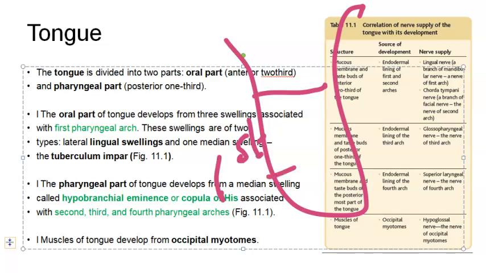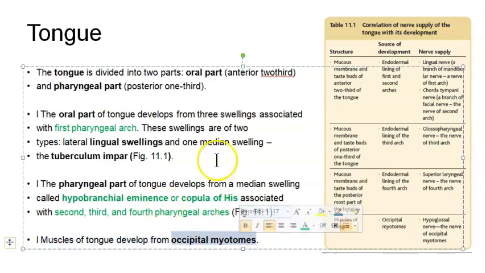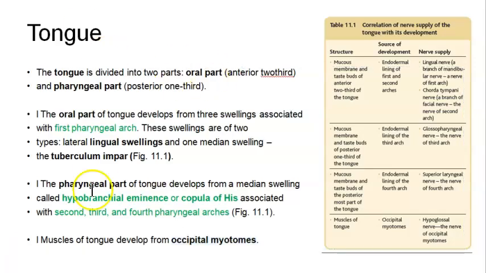The posterior one-third, or pharyngeal part of the tongue, will develop from the second, third, and fourth pharyngeal arches, that is, from the hypobranchial eminence or copula of His. Okay, from where do the muscles of the tongue develop? They develop from occipital myotomes. From where did the myotomes come? We will come to that.